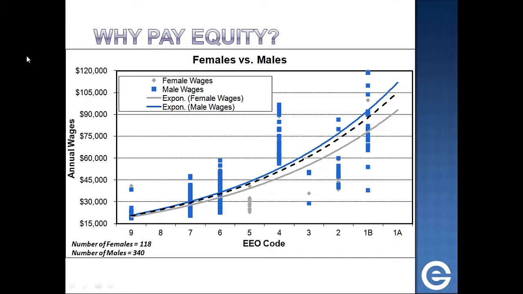Then we have category 4. These are our sales workers. So sometimes these individuals are compensated with a base pay and then a commission program. They will question you on your commission program. They want to know, does everybody have the same commission package set up, or are they different, and why are they different? Then 3s are technicians, 2s are your professionals, 1B are managers, and 1A are executives.